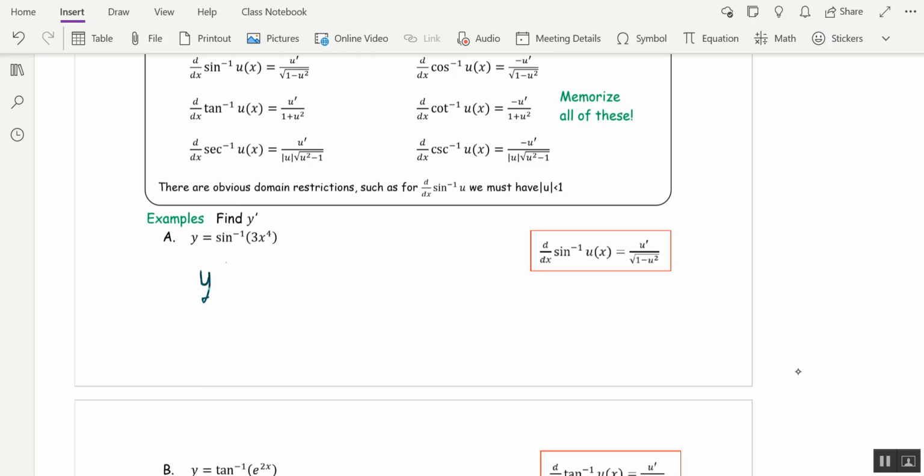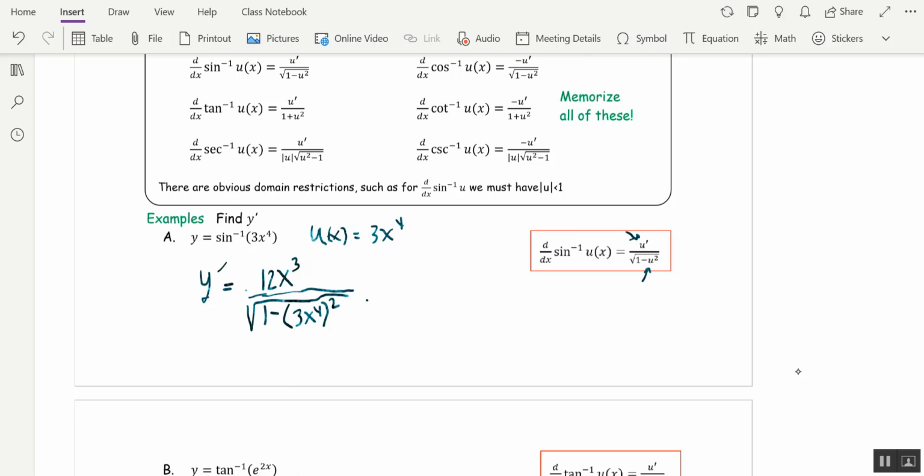So y prime is, I'm using the red box over here. We want u prime on top. Now, in this case, u of x is the function 3x to the fourth. And in all those formulas, wherever you see a u prime or a u, that stands for u of x. So on top, I want u prime. That's 12x cubed. And on the bottom, I want the square root of 1 minus 3x to the fourth quantity squared. And that's all under the square root.